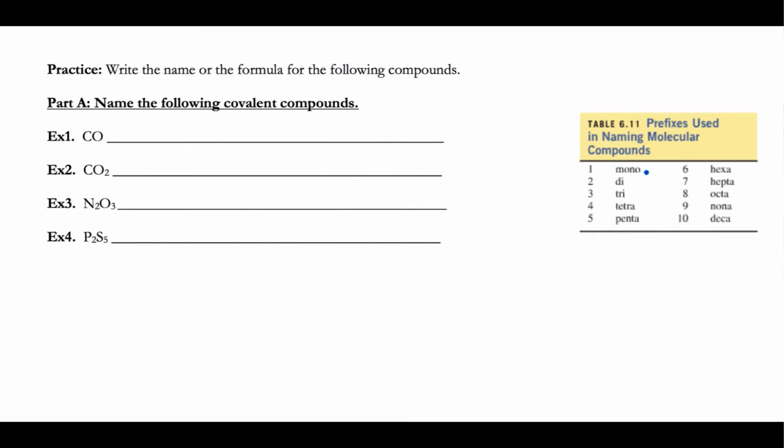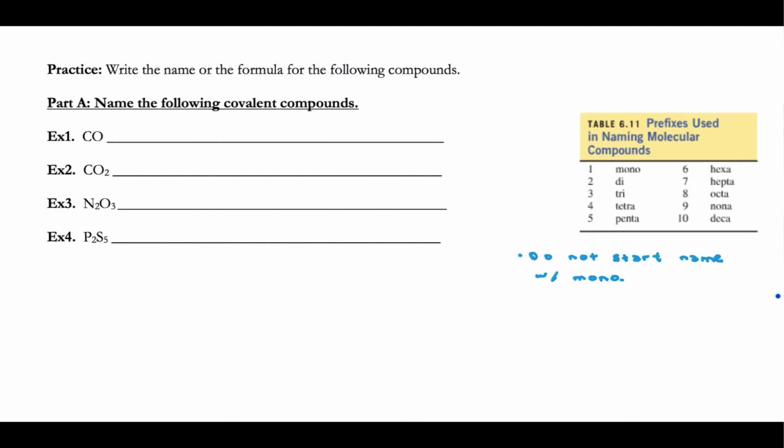Okay, so if I have 1 atom, I would use mono. If I have 4 atoms, I would use tetra. The only rule is you do not start the name of a compound with mono. So even if you only have 1 atom as the first atom of that covalent compound, you do not use the word mono. You do not use the prefix mono.